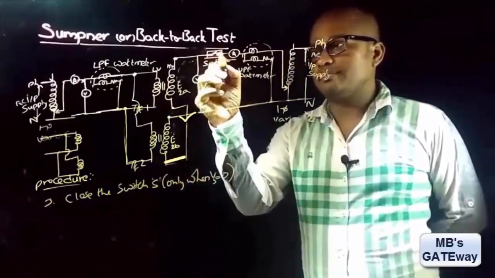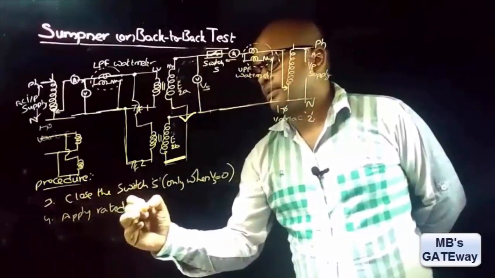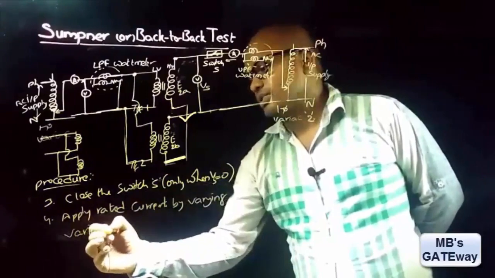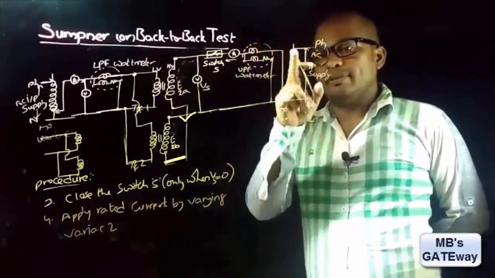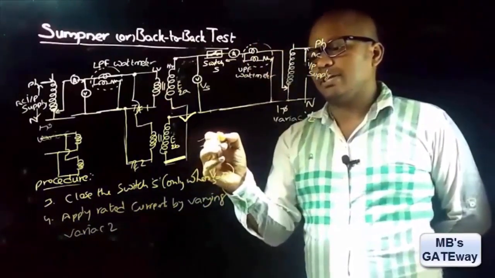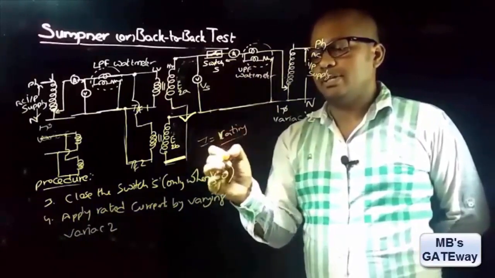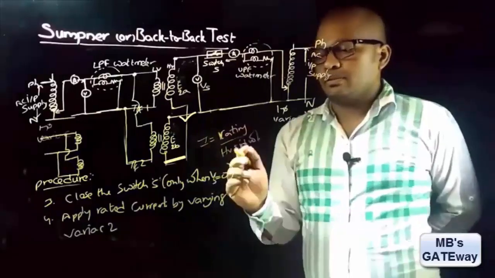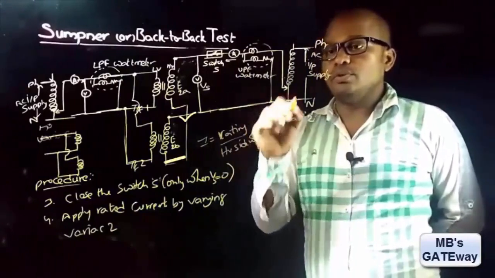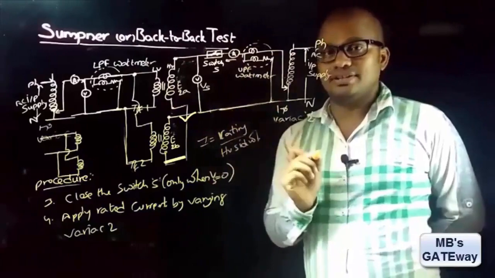And now apply rated current by varying variac 2. By varying this variac, you must apply the rated current. Rated current I is found by the rating of the transformer divided by the HV side voltage. And it is known that rated current is obtained at very low input voltage. So you must vary the variac very slowly such that the ammeter reads the rated current.